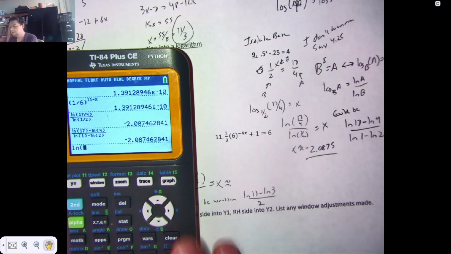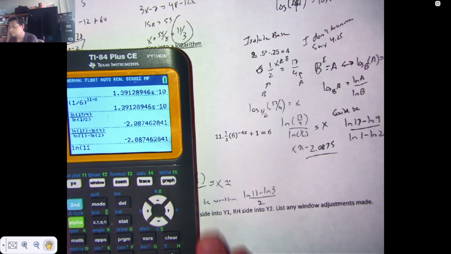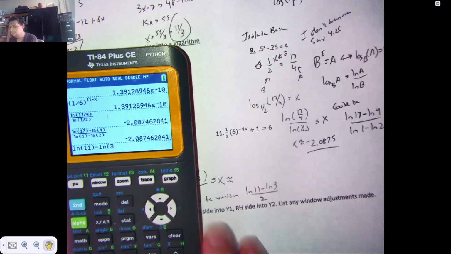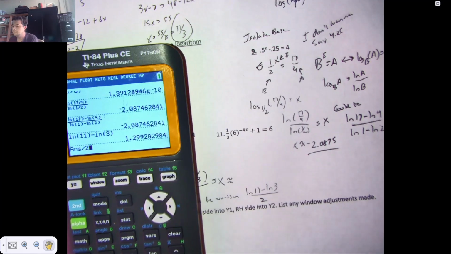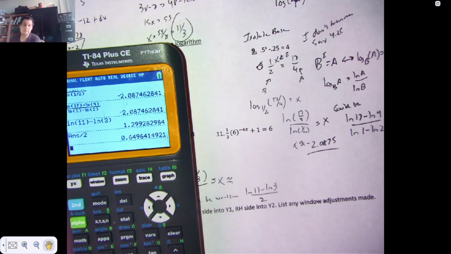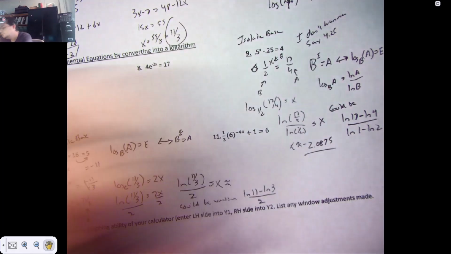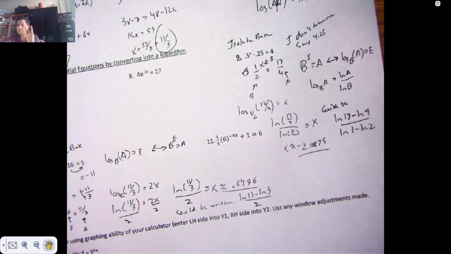Natural log, oops, I'm just going to do this in two parts. Natural log of 11 minus natural log of 3. Enter, divided by 2. There's my decimal, 0.6496. Always 4 decimals.